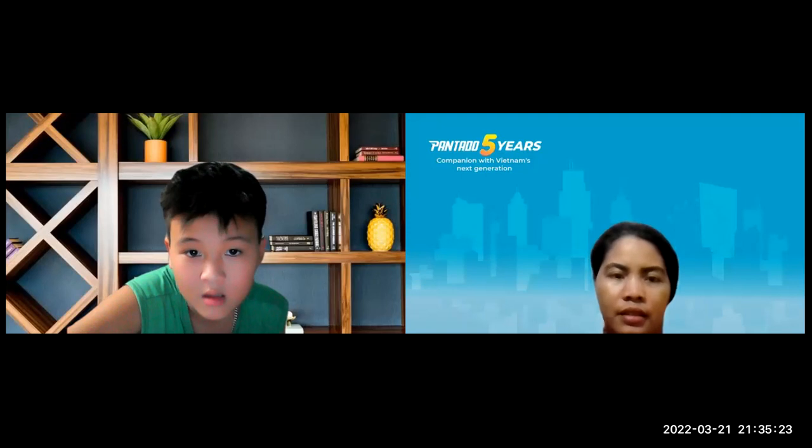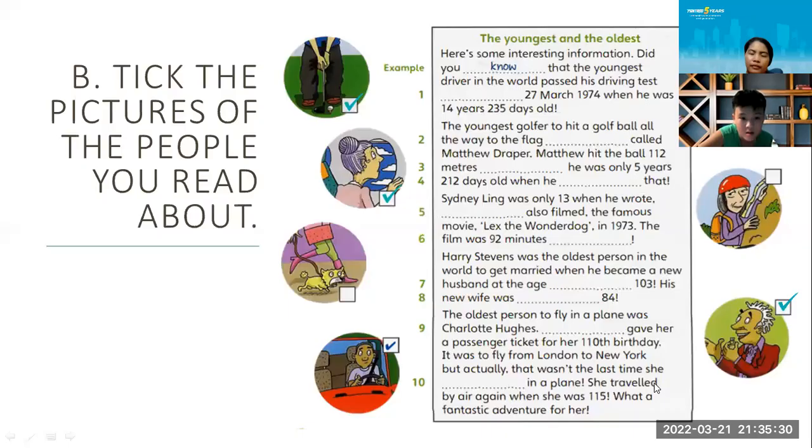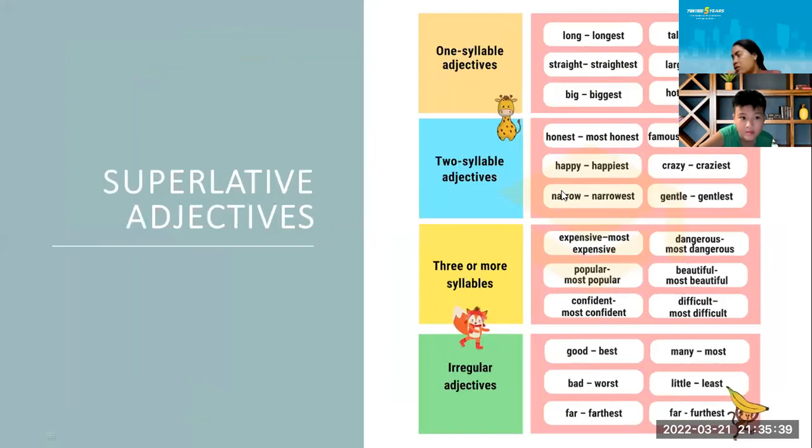Next. Let's proceed to another. Okay, can you see my slide again? Can you see the superlative adjectives, yes or no? Yeah, I can see. Okay, can you please read first the one syllable adjectives? Just write in your notes so that you can remember that. Go.